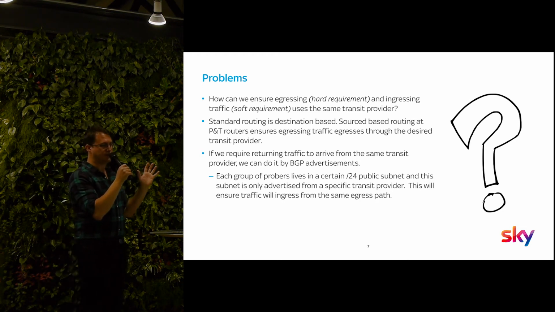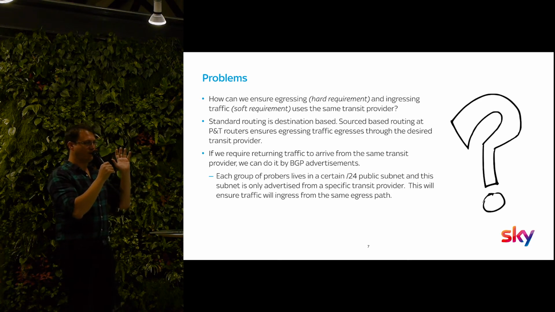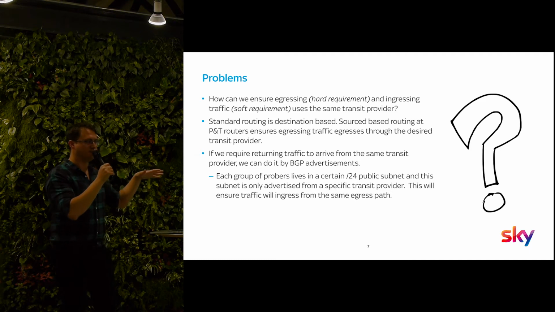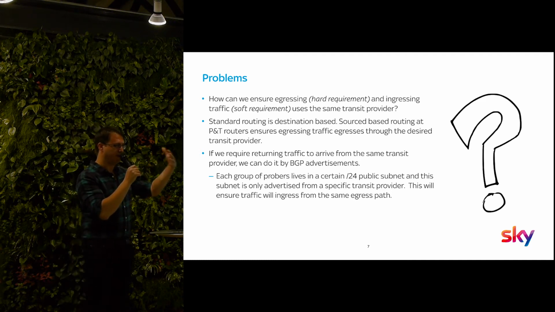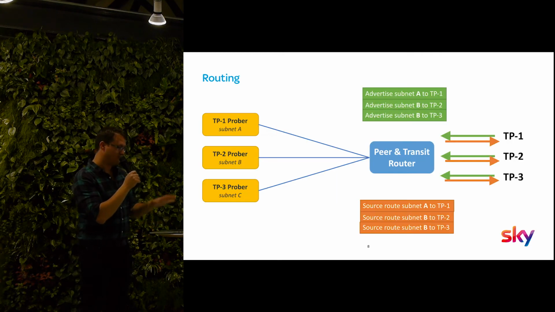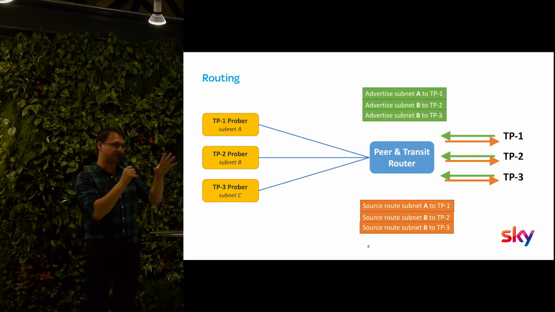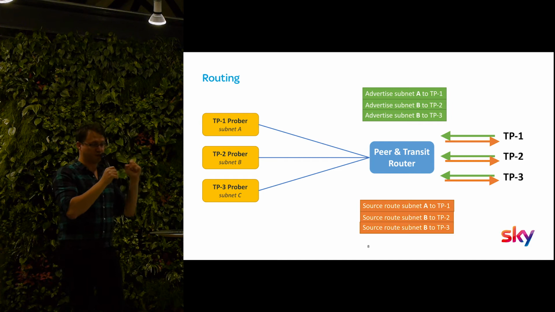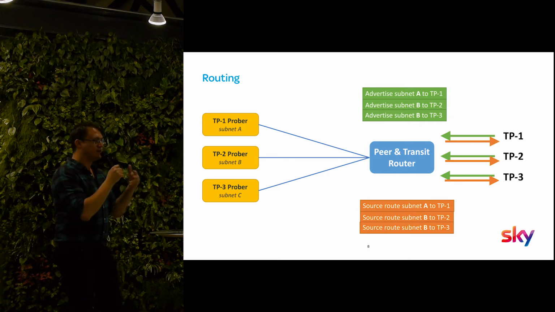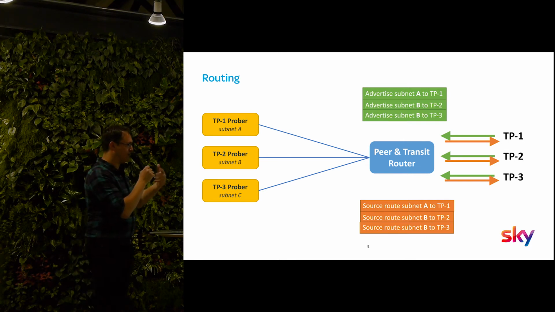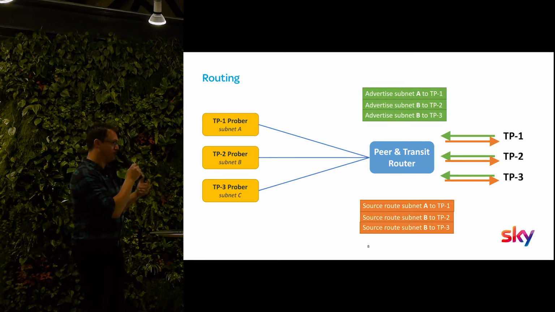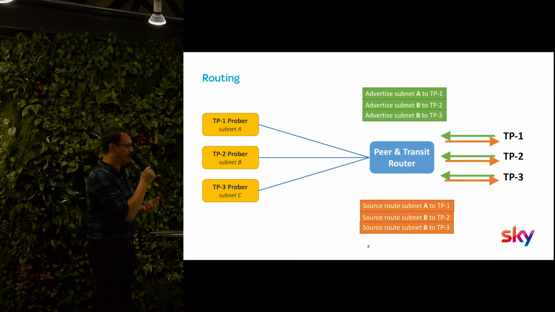So what we did is put the prober for transit provider 1 in one public /24 subnet, so it's BGP internet routable. We advertise exactly this route, as shown here, through this transit provider. So incoming traffic for this prober is going to come back from this transit provider. That solves both together with source routing, and we ensure that the traffic always goes through the intended transit provider.